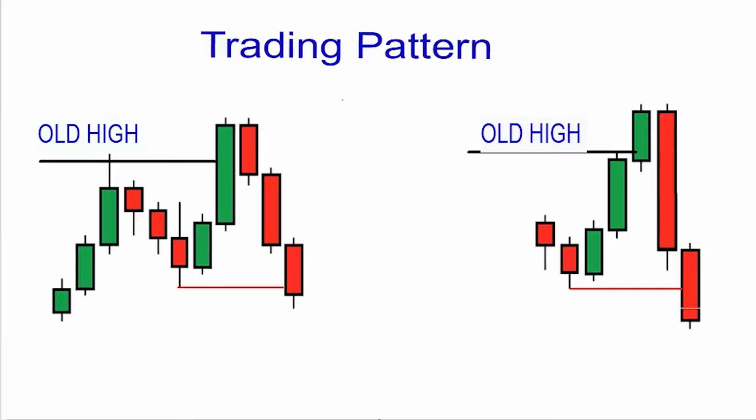Compare the two charts. The difference is only an extra bounce off a significant high as price approaches resistance. In the second chart, this bounce is absent.